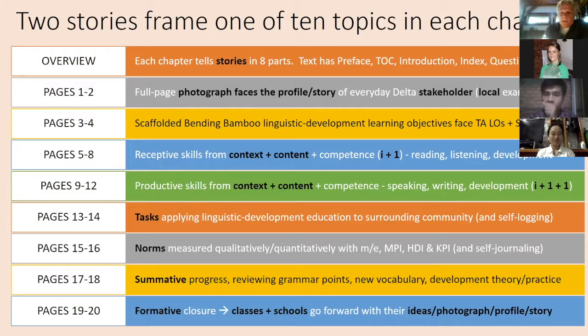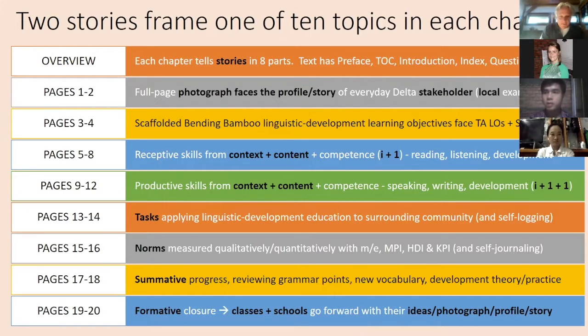Pages 3 and 4 then explain how Bending Bamboo scaffolds linguistic development learning objectives. So on the left page, page 3, it's what Bending Bamboo is doing in that chapter. And on page 4, facing it, are 2 columns of Tingan learning objectives, that's TALO, Tingan learning objectives, and the SDGs, the UN Sustainable Development Goals. So to your point, Zui, right there at the beginning of the chapter, after people are engaged with the story, we assure them that all the grammar and vocabulary points of Tingan, all the learning objectives of the SDGs are going to be addressed by Bending Bamboo in this topic, in this chapter.